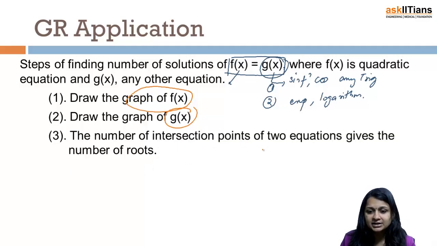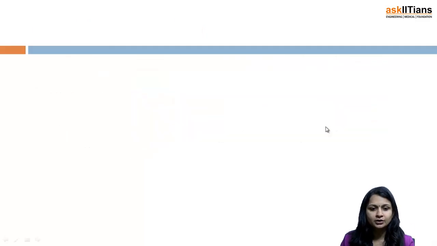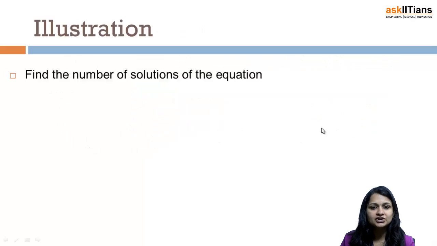Now what do I mean by this? Suppose on one side we have an exponential function like this, and on the other hand we have some parabolic, quadratic function like this, completely below the x-axis. Here you can see that there is no intersection, so the number of solutions will be 0. We will do an illustration by which it would be more clear.